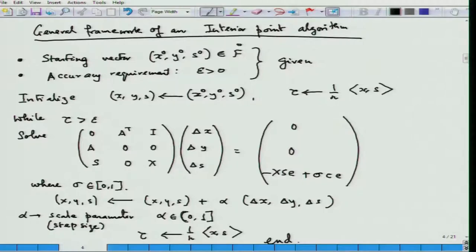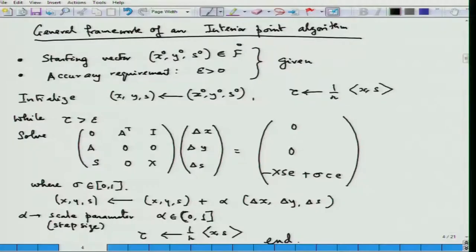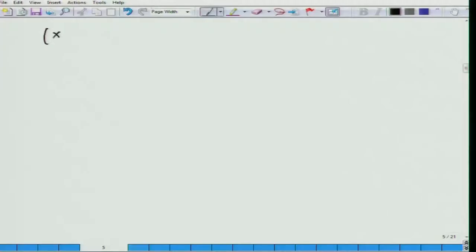So, what would be a suitable step size? That depends. Sometimes alpha in the short step path following method, which we will start studying tomorrow, you will have alpha equal to 1. Sometimes when I am not writing an algorithm, you can write these assignment parameters, and so it looks like a program. But in general, people would write x alpha or x plus, it does not matter, y alpha, s alpha, which is nothing but x, y, s plus alpha times delta x, delta y, delta s.